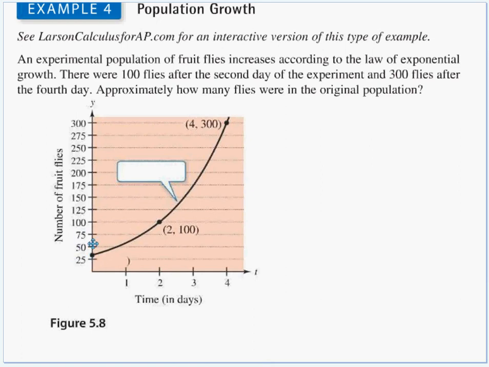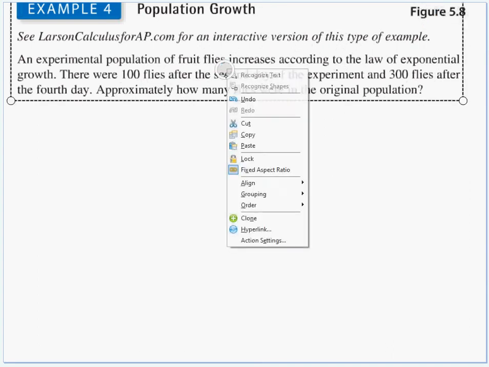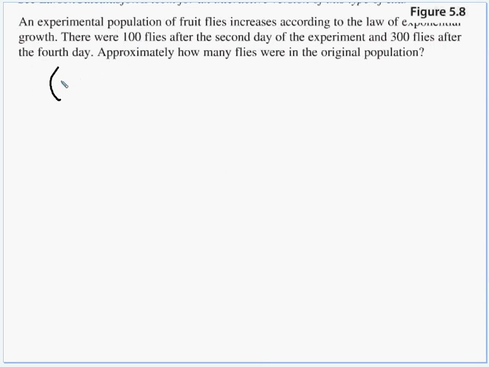And if we're nice enough to have the graph, we can see our answer is somewhere between 25 and 50, a little closer to 25. So here we go. Let's flesh out our points here again. 100 flies on day 2, so we've got a point (2, 100). And then we've also 300 flies on the fourth day, time 4, flies 300.